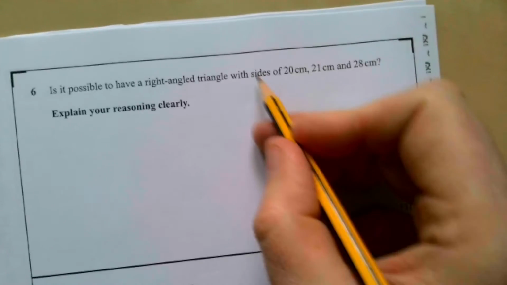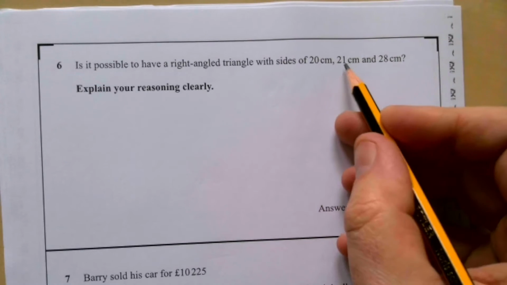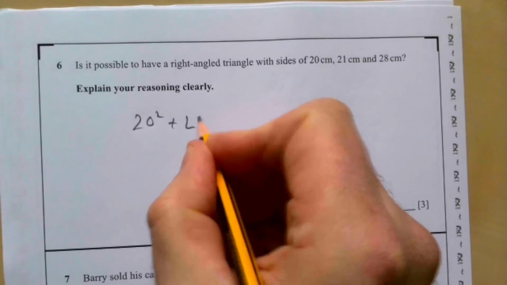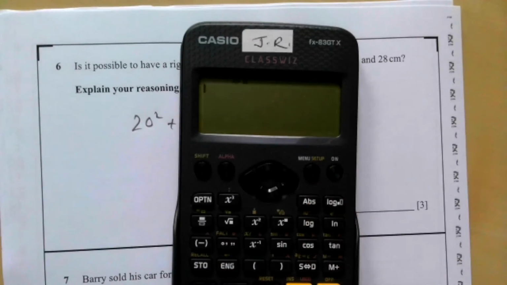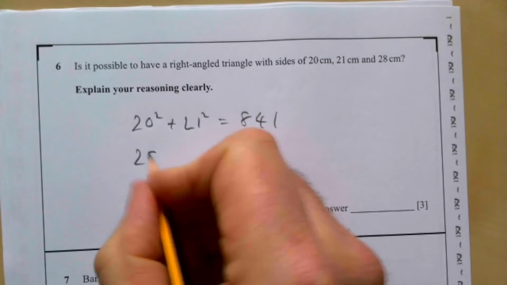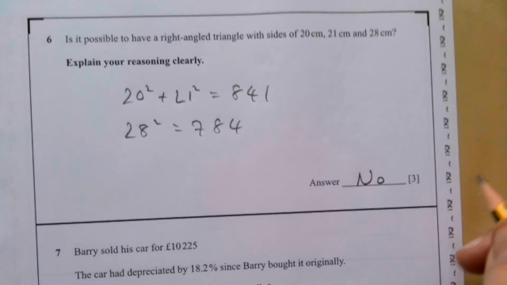Is it possible to have a right angle triangle with sides 20, 21 and 28? Well, this is a Pythagoras question, and if 20 squared plus 21 squared equals 28 squared, then the answer is yes. So 20 squared plus 21 squared equals 841. 28 squared doesn't. It equals 784. So therefore the answer is no, because Pythagoras doesn't work for it.